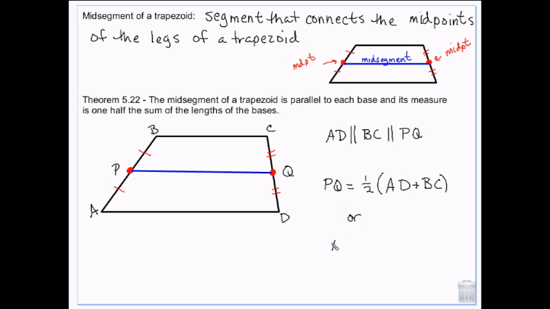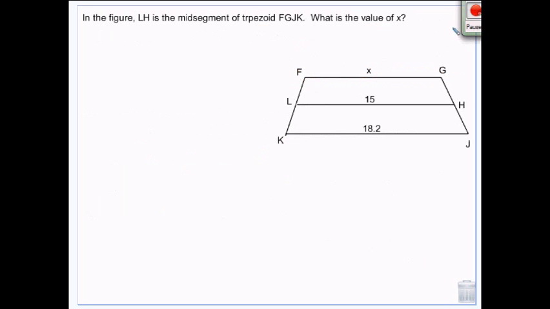If you don't like fractions, you can do it this way, adding the bases and then divide it by 2. Okay, so either of these formulas, it's the same thing. It's just how do you prefer to look at it? I don't care which because it's exactly the same. But you need to know that this length is half of the sum of those two. That's the mid-segment theorem.